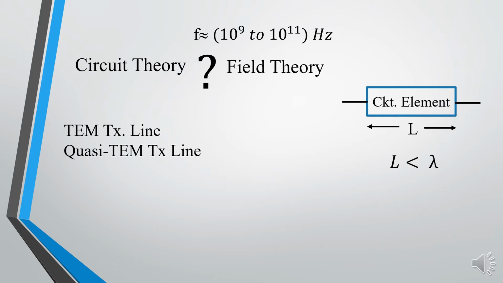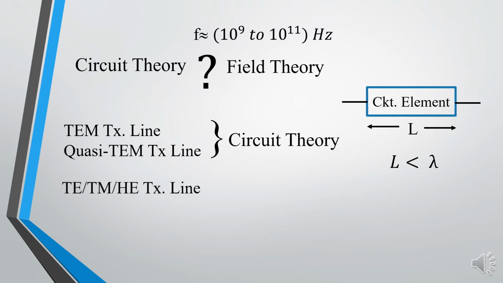Now there is a certain category of transmission lines, like transverse electromagnetic transmission lines such as coaxial transmission line and twin wire transmission line, and quasi TEM transmission lines like microstrip transmission line. This kind of transmission line is analyzed using circuit theory. Why? Because we can define the voltage and current appropriately within this kind of line. Therefore, we can use circuit theory in this kind of transmission line.